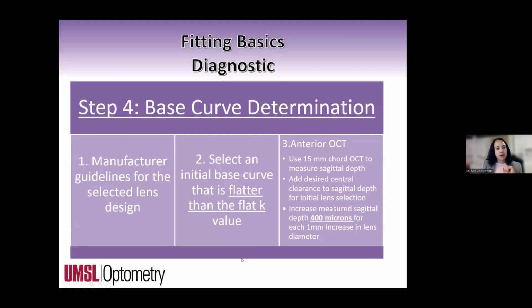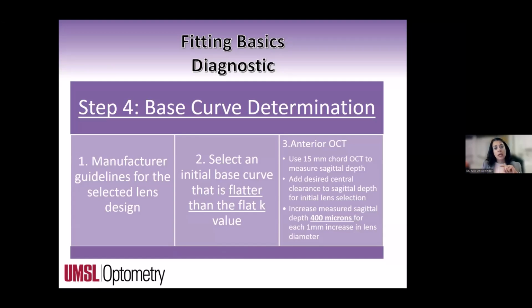I always pick my first base curve off of a base curve that's flatter than the flat K. And I go 2 diopters or more flatter than the flat K value, depending on how I'm feeling that day. I find that to be the most efficient, fastest way to pick a first lens to put on the eye, and it tends to be very, very successful. Now, I do think these manufacturer guidelines are very good, and I have dabbled a little bit with using those.